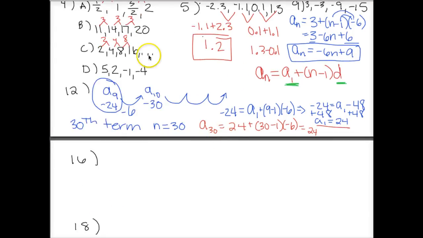29 times negative 6 is negative 174. So then we've got 24 minus 174, which gives us negative 150. So for number 12, your a sub 24 should be negative 150.